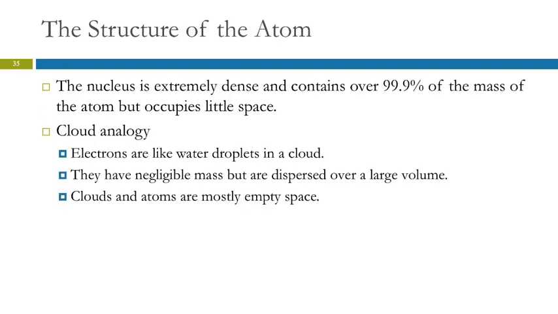So the structure of the atom, we've got the extremely dense nucleus that has more than 99.9% of the mass of the atom. It occupies a very small amount of space. We can think of a cloud. So electrons are like water droplets in a cloud.